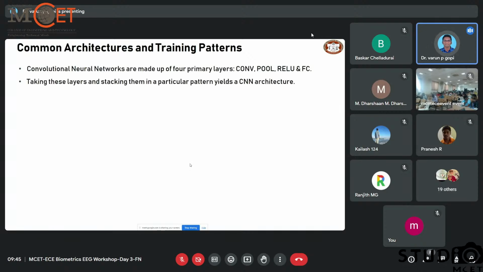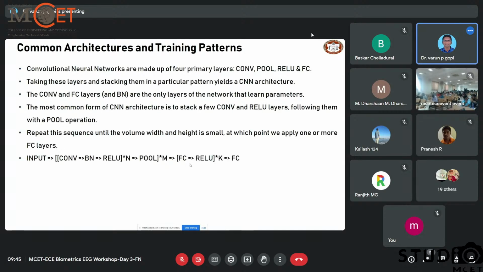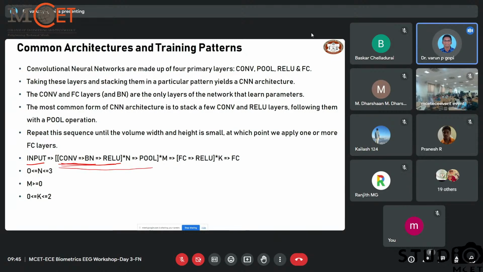So now we have to see some common architectures and training patterns. The general architecture is like this: input, convolution, batch normalization, ReLU, that is n times. That means maximum 3 times. So when you design a convolution neural network on your own, you have to give a maximum of 3 convolution, batch normalization, ReLU blocks together. That is the condition. And including convolution, batch normalization, ReLU, pooling, you can give m times, more than 0 times. That means it may be 4, 5, 6, etc. And fully connected and ReLU should be a maximum of 2 before the classification. So 2 fully connected layers should be given before the classification layer.